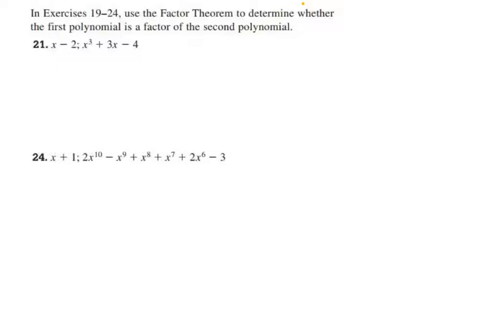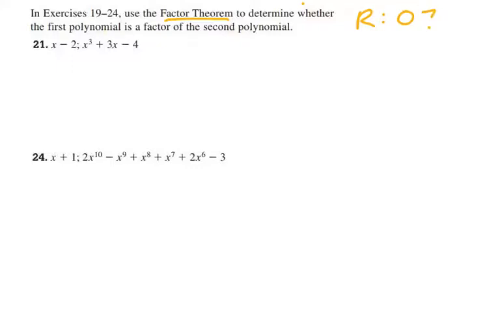Next one, we're going to use the factor theorem to determine whether the first polynomial is a factor of the second polynomial. Okay. So the factor theorem is technically the remainder theorem, and we're just trying to find out if the remainder is 0. And if the remainder is 0, then it's a factor, otherwise it's not.